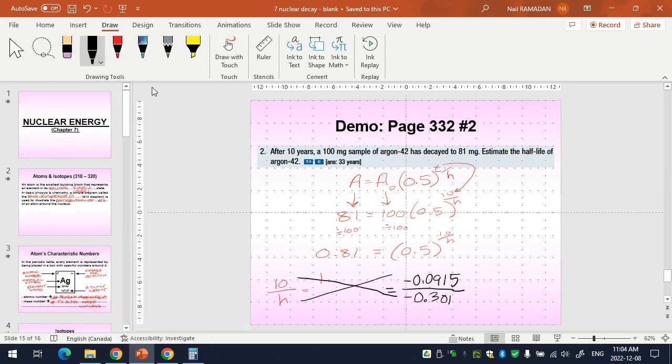So can you tell me what's the line that should follow after this? So negative 0.0915 times h equals negative. If I multiply 10 by this, I just move the decimal point over, and I get this one. And what's my final answer?